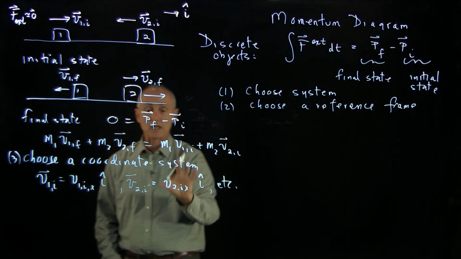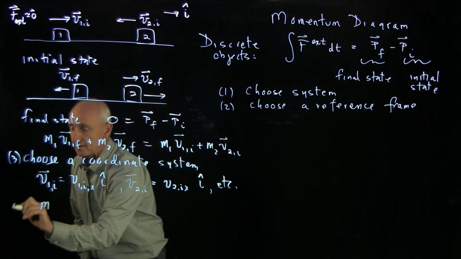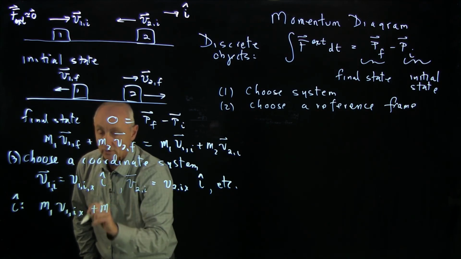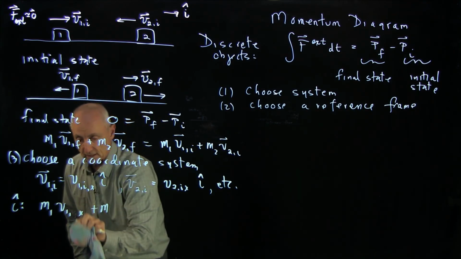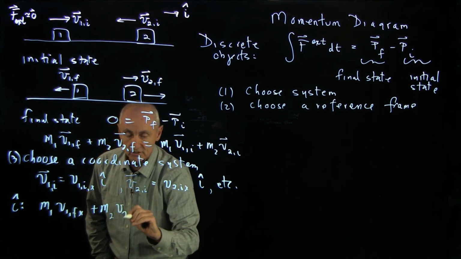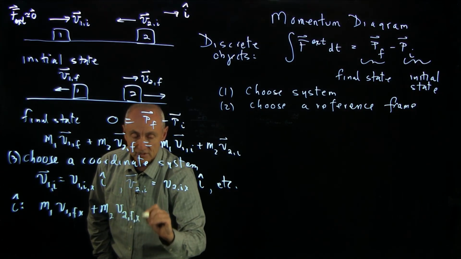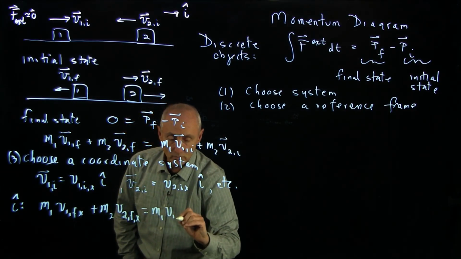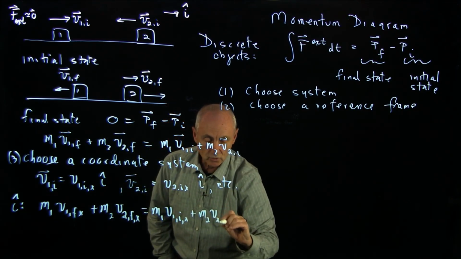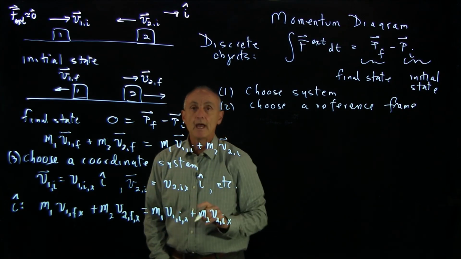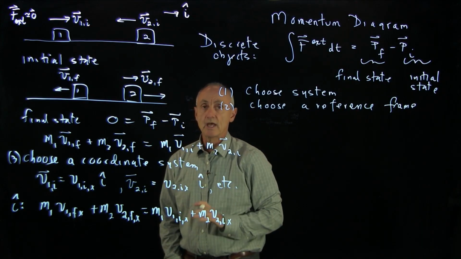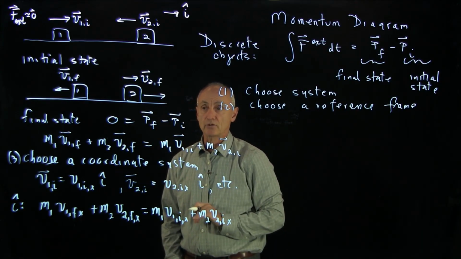And our momentum equation in components then becomes, in the i hat direction, m1 v1 final x plus m2 v2 final x equals m1 v1 initial x plus m2 v2 initial x. And that's the same equation that we have as vectors, now expressed in terms of components. And recall that components can be positive or negative.